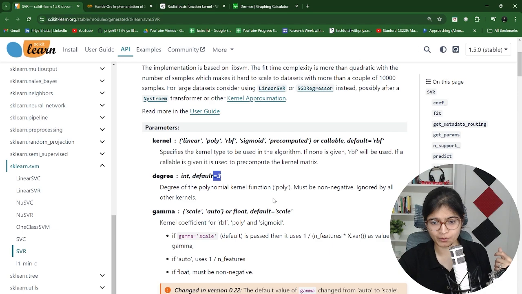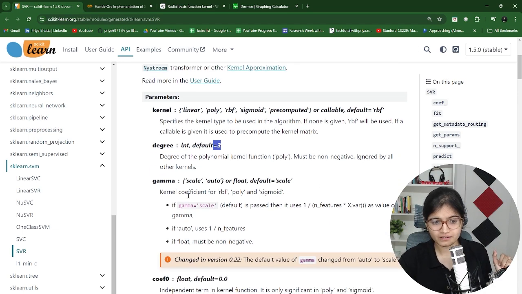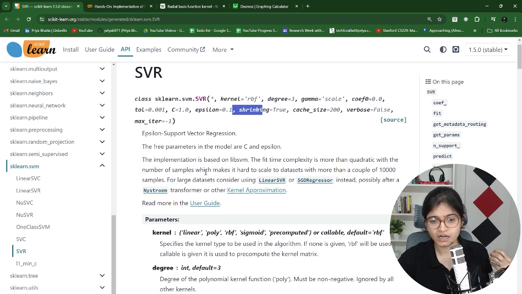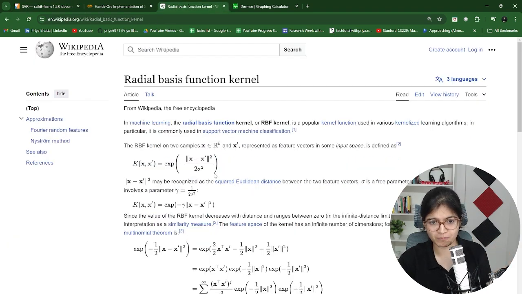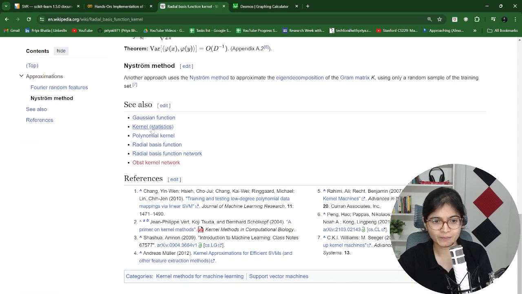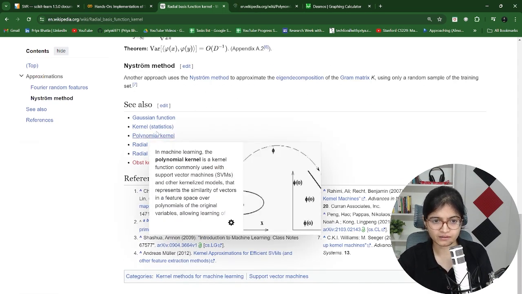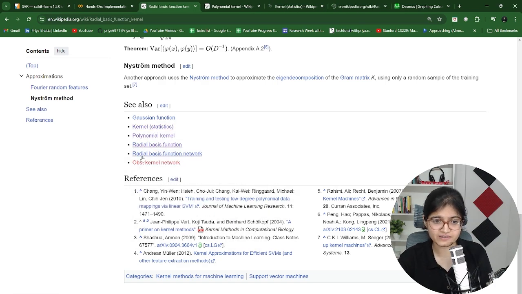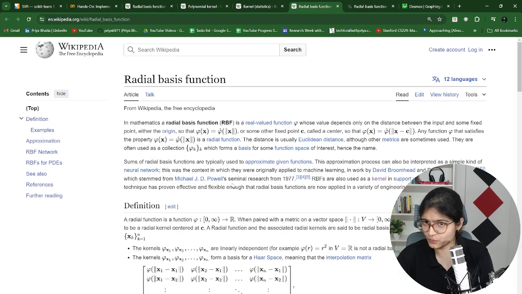Degree is 3, the degree of the polynomial kernel function. By default, it is 3. Apart from that, the parameters you are seeing, for example, gamma, coefficient, the value of C, the value of epsilon, shrinking, all these are the parameters which are basically useful in terms of the functions that we have. If you go to the maths of this, you will be able to understand the complete idea behind these coefficients, right? You will have different functions. For example, the polynomial kernel, how it looks, what is the internal function of that, kernel stats, radial basis function network, everything is available on Wikipedia. If you want to explore in more depth, you can explore.